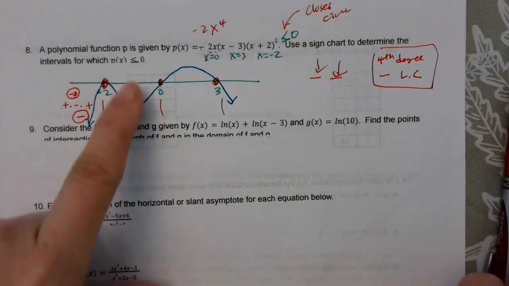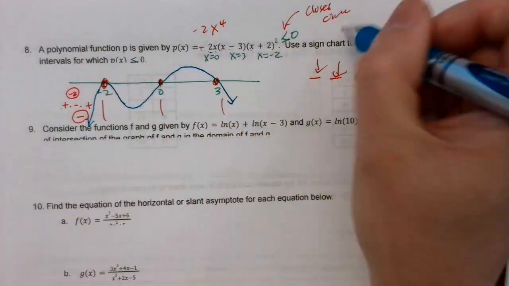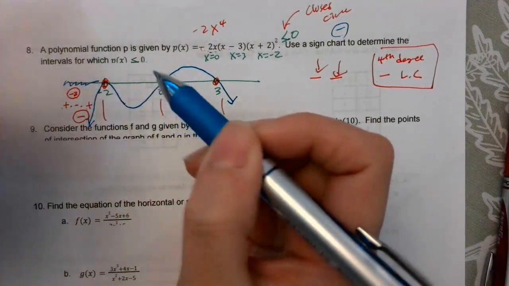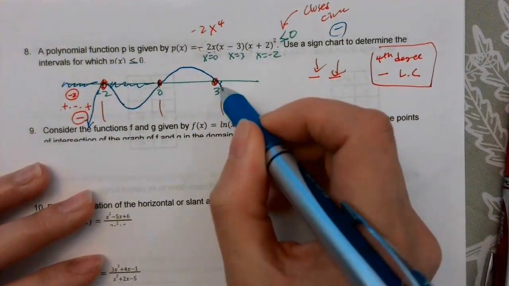You good? What am I looking for? Less than or equal to 0. So, I want the negatives. Shade, let's go. These are the negative because under the x-axis, that's a negative, that's a negative.